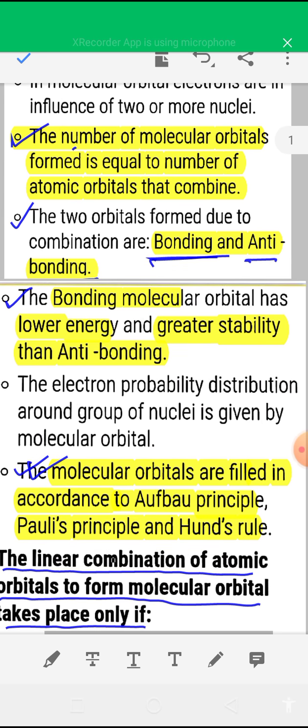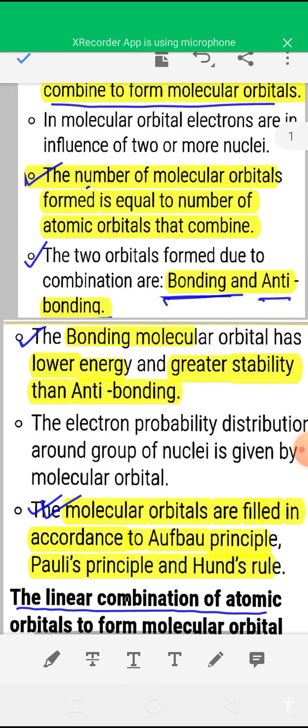During writing the electronic configuration, or filling the molecular orbitals with electrons, you have to follow the Pauli exclusion principle and Hund's rule. According to these principles, you first give electrons to the lower energy molecular orbital, then to the higher energy molecular orbital.